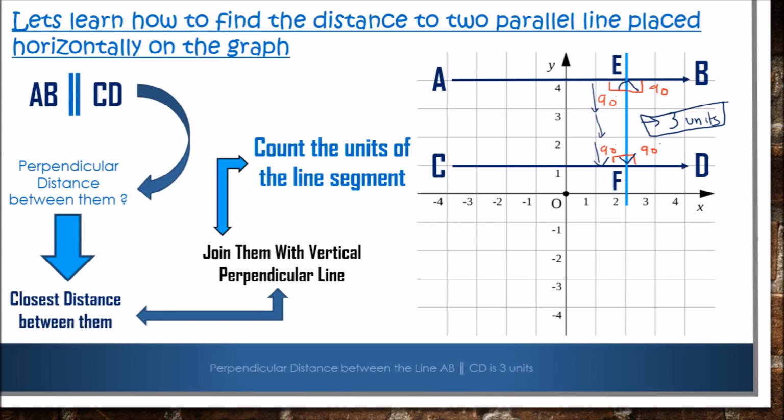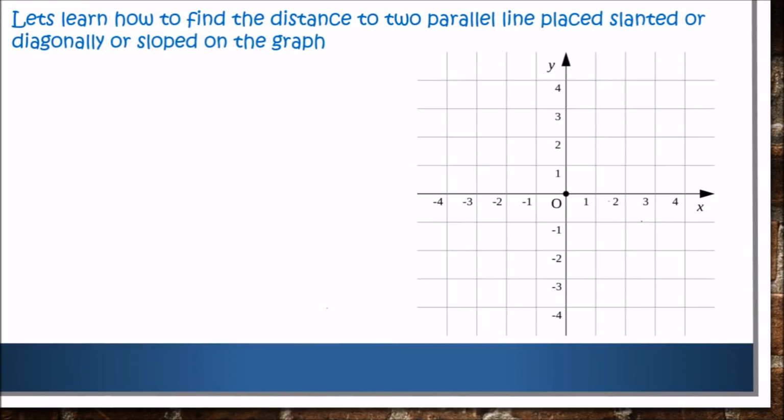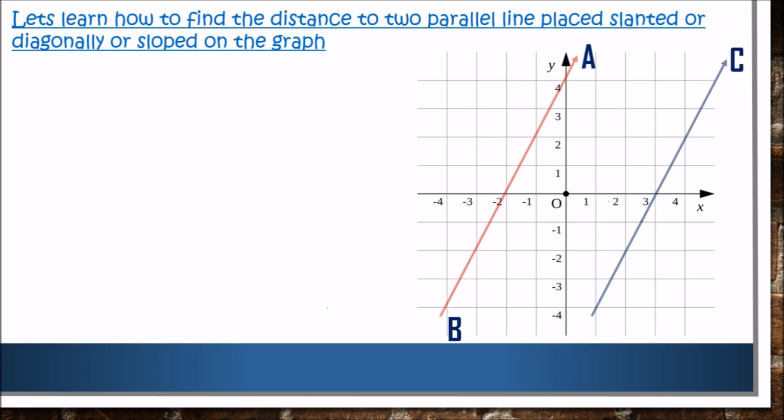Now, finally it is the time to find the distance of two parallel lines placed slanted or diagonally or sloped on a graph. And this is where life gets a little bit tougher, but if we follow 4 simple steps, we will be able to find out the exact perpendicular distance between these two parallel lines, which are line AB and line CD. So as we can see, line AB and CD are actually placed sloped on this graph.